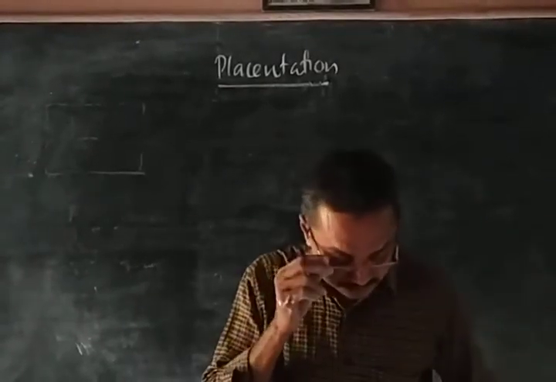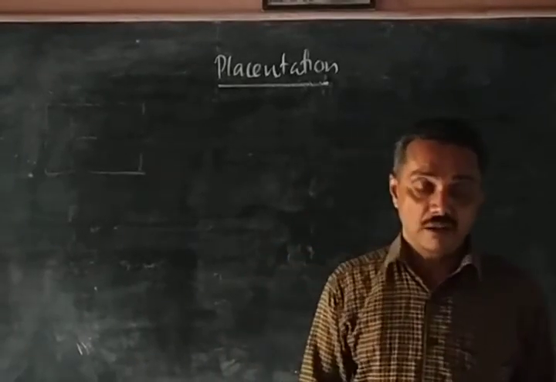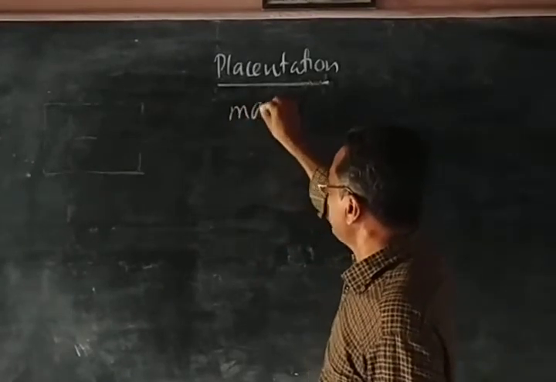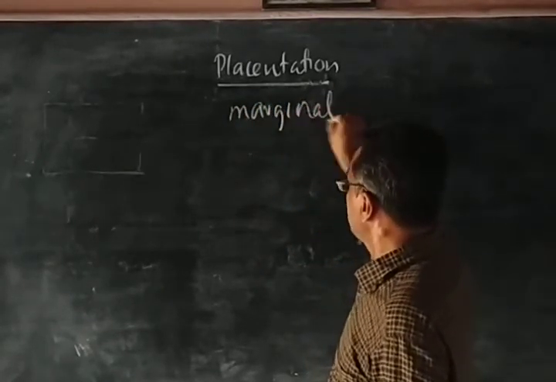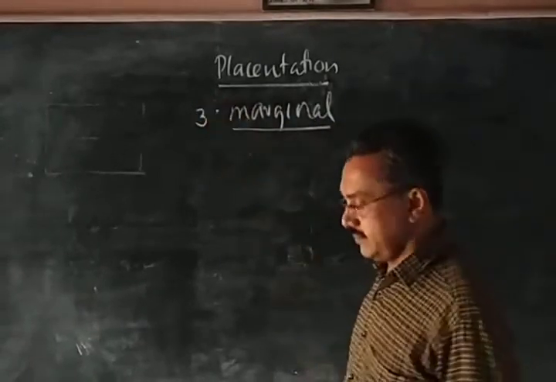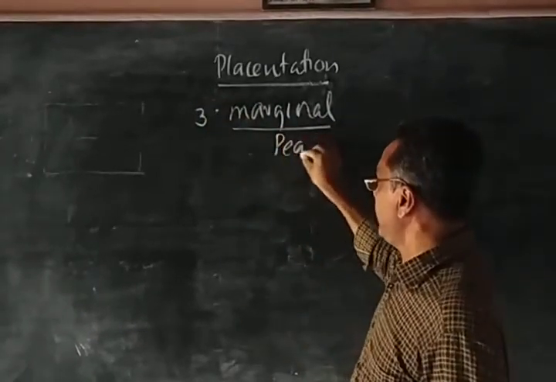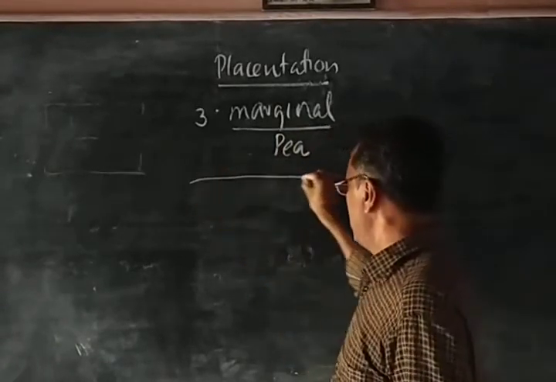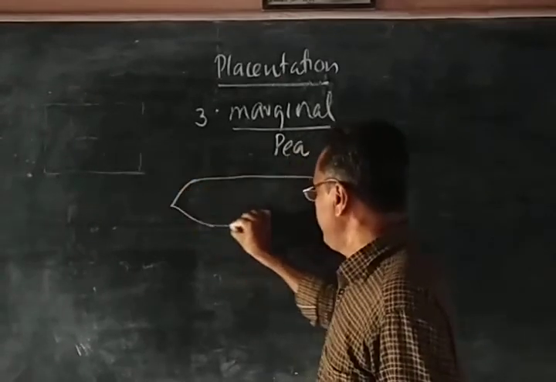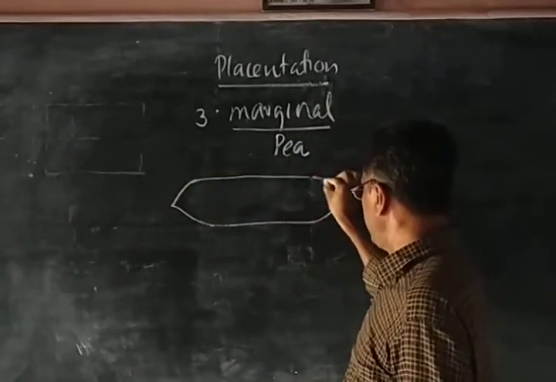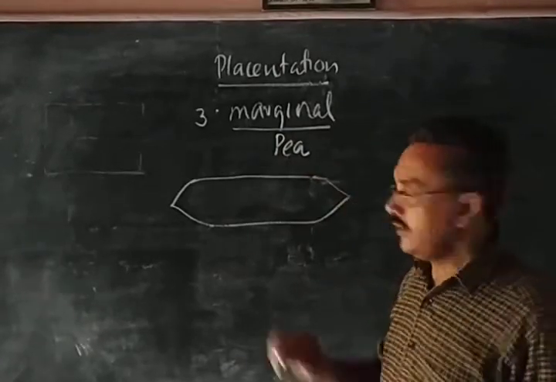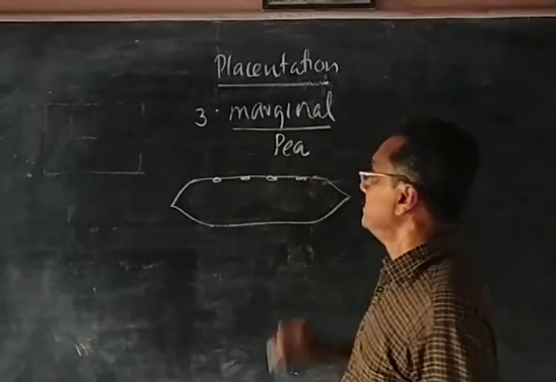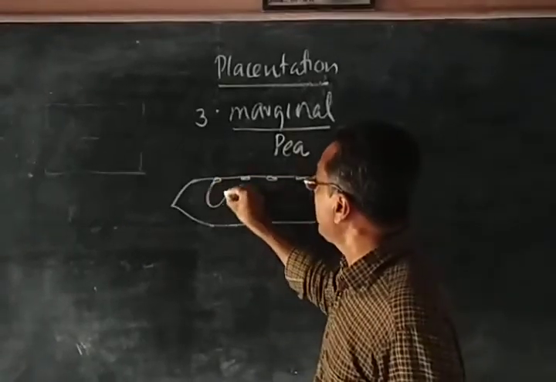Then comes the marginal placentation. The second one is marginal placentation. In plants like the pea plant, we can see marginal placentation. You see the beans or pea plant like this. You can see ovules here. Ovules develop into seeds.